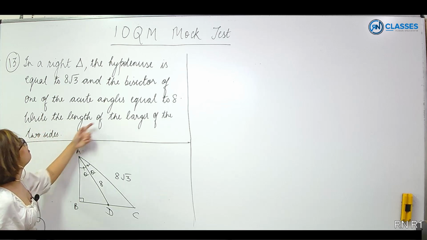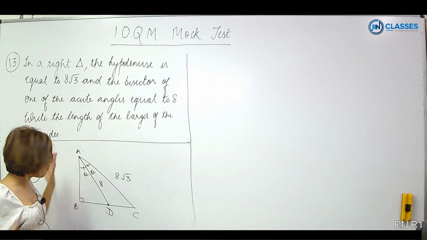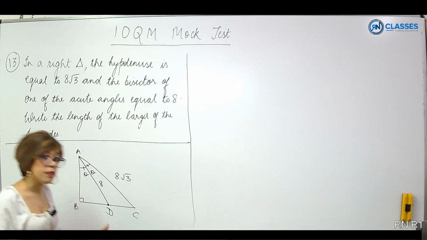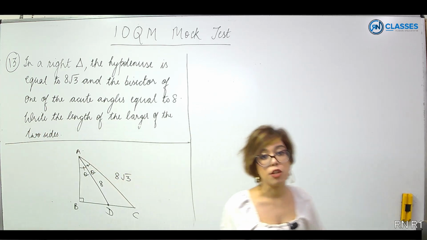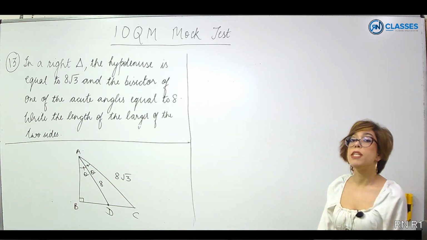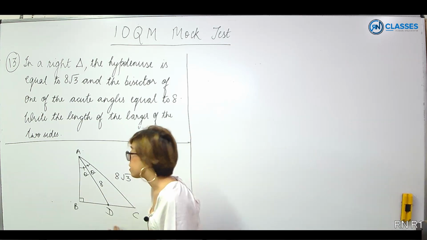Write the length of the larger of the two sides. So whichever side is greater, AB or BC, I need to write the larger of the two. So that means, in short, I need to find these two sides.